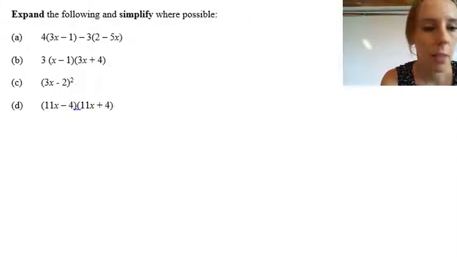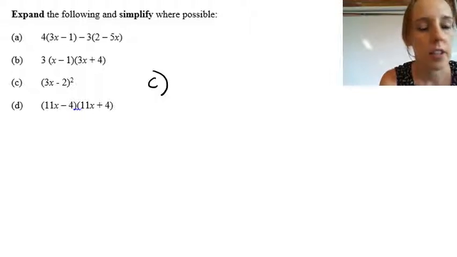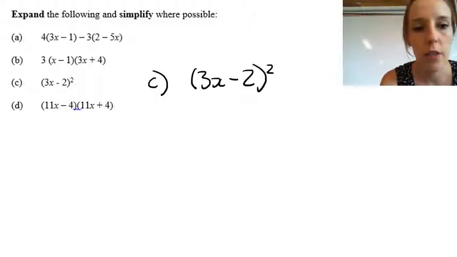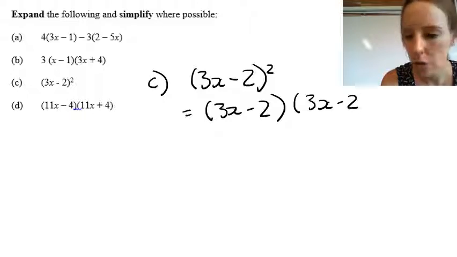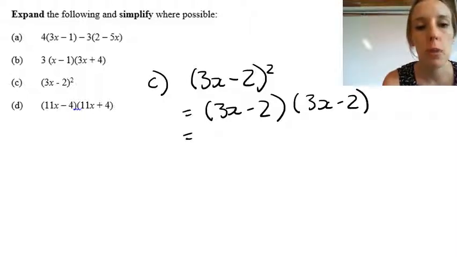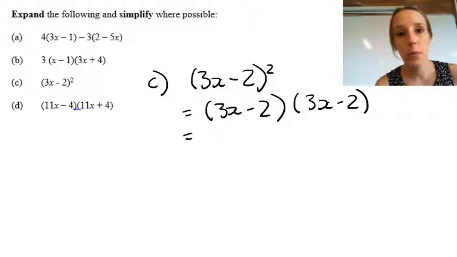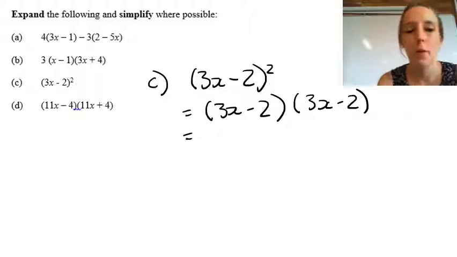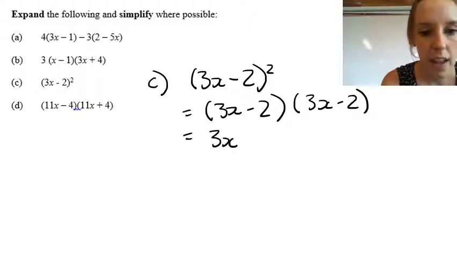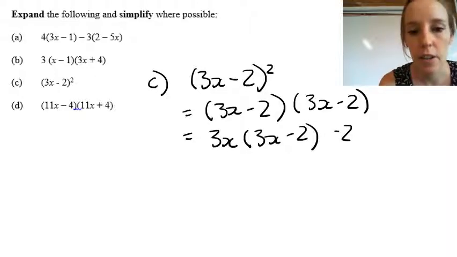Okay. So move on to C. So C is a perfect square. I've got 3x take 2 squared. So if I was to write that out, I've got 3x take 2 multiplied by 3x take 2. So I just have to multiply all my terms in the first bracket by all my terms in my second bracket. So I've got 3x multiplied by 3x take 2, and take 2 multiplied by 3x take 2.